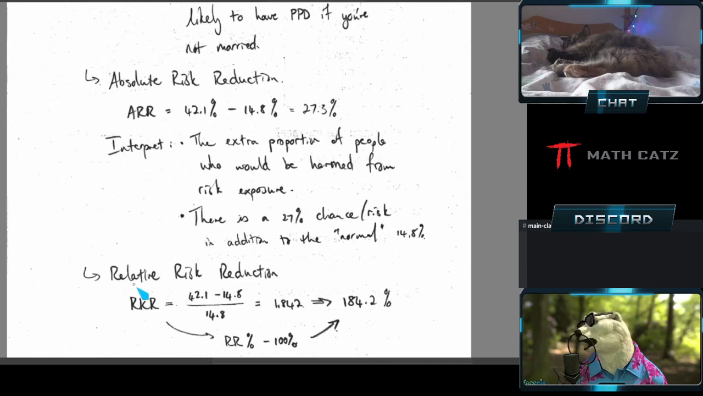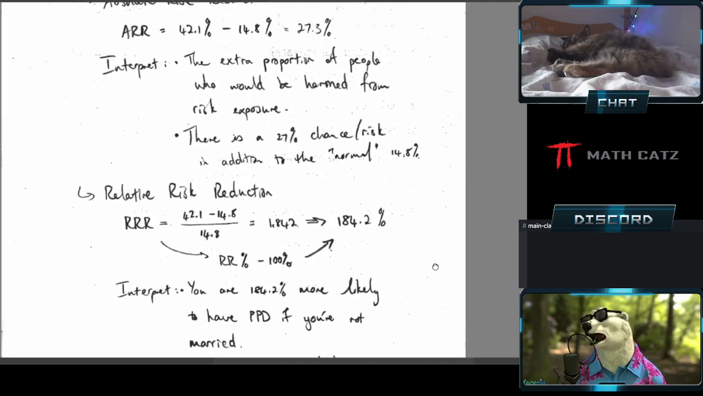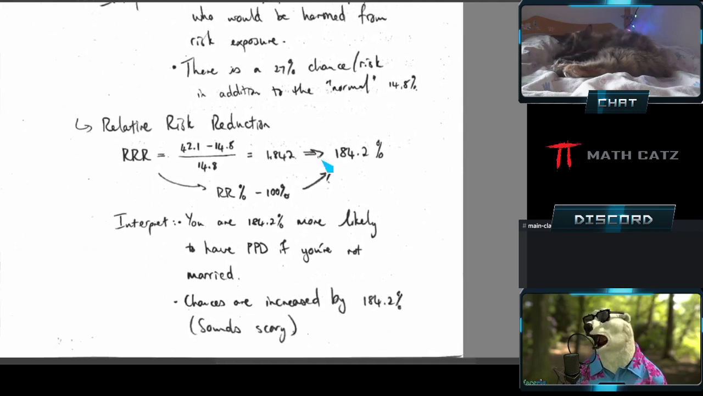So what the relative risk reduction allows me to say is the actual percentage increase on top of the base. I like to think of this one in terms of percentage and interpret it as you are 184% more likely to have postpartum depression if you're not married, or your chances of having postpartum depression are increased. It's an increase of 184% if you're not married.